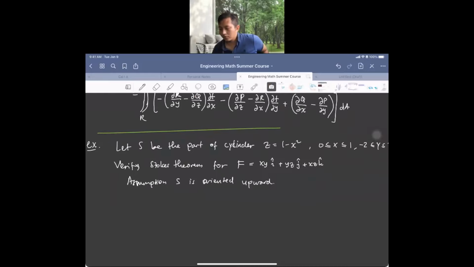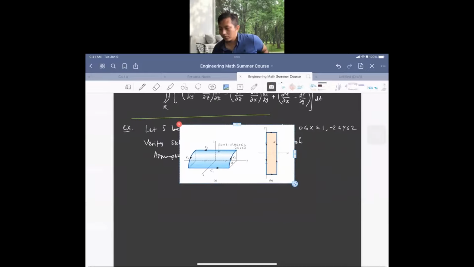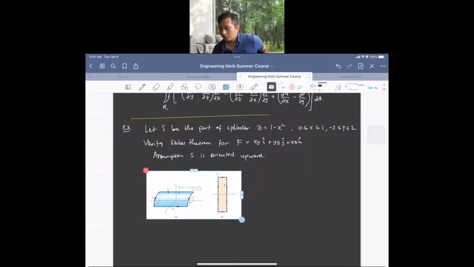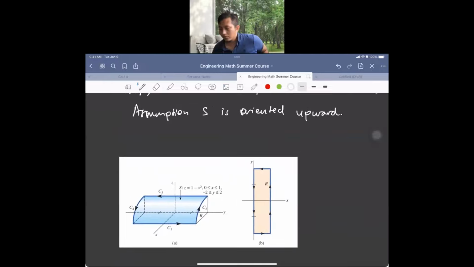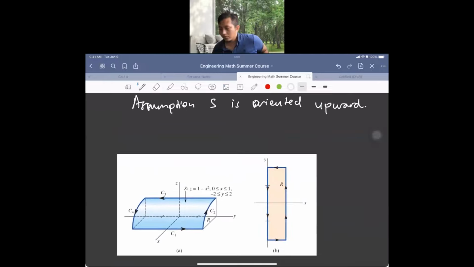The cylinder we can draw first, but let me check if I have the drawing. Oh, I have the drawing. So this is the drawing. So this is 1 minus x squared. I hope you can draw this easily, even if I'm not giving you any picture.